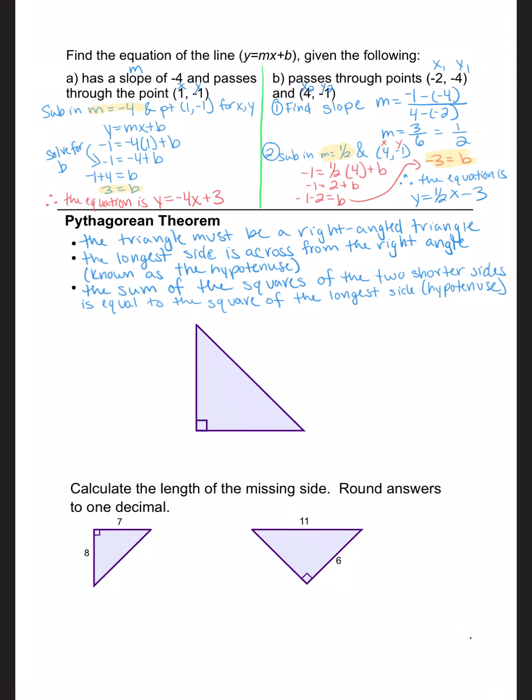The next thing we're going to take a look at in this note that we're going to need for this unit is Pythagorean theorem, which you would have seen last year. So Pythagorean theorem is a theorem or an equation that we use with triangles. So a couple notes to make about it. The triangle must be a right angle triangle. The longest side is across from the right angle, known as the hypotenuse. The sum of the squares of the two shorter sides is equal to the square of the longest side, or the hypotenuse. So we're just going to go through a couple of these notes here.